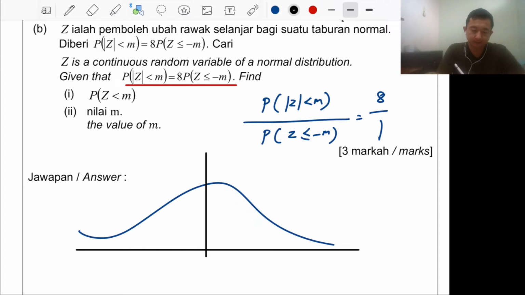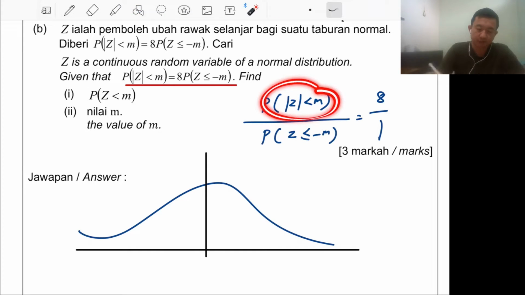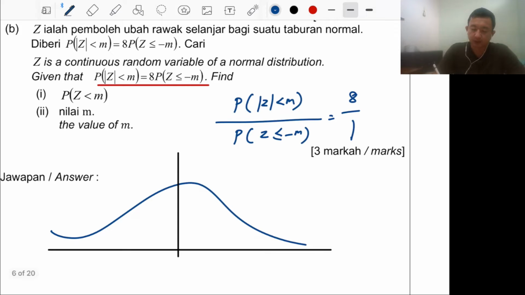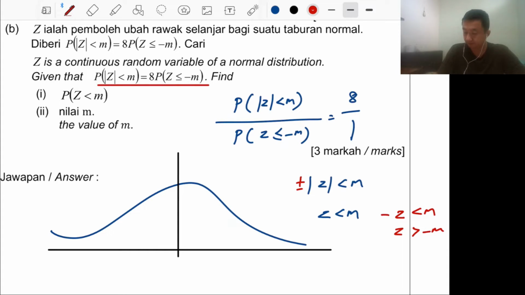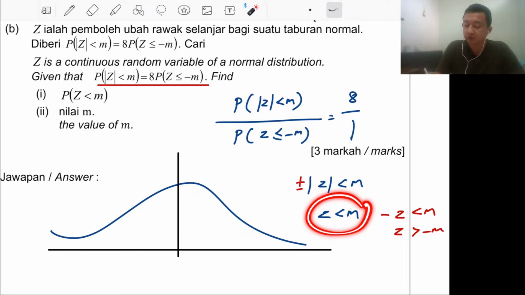Okay, this part, let's break it down. What is the meaning of this? This means z less than m, and also because there's a plus minus for any modulus, it means negative z less than m and z more than negative m. So you get the idea? If you combine them, there are two things here: z less than m and also z more than negative m.